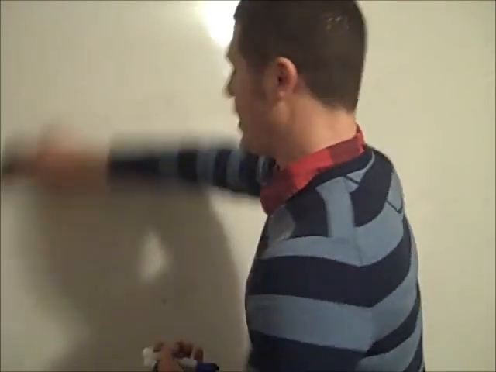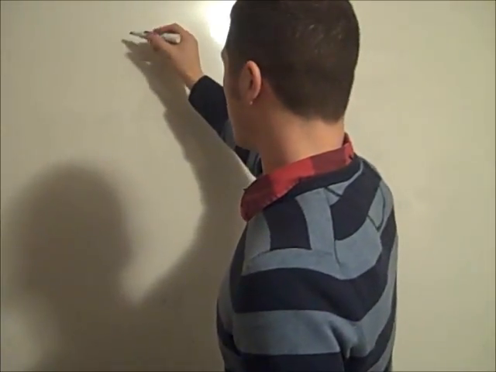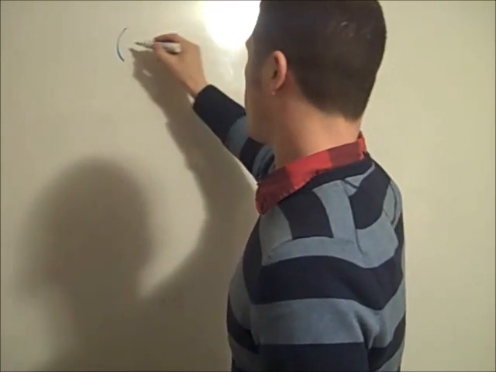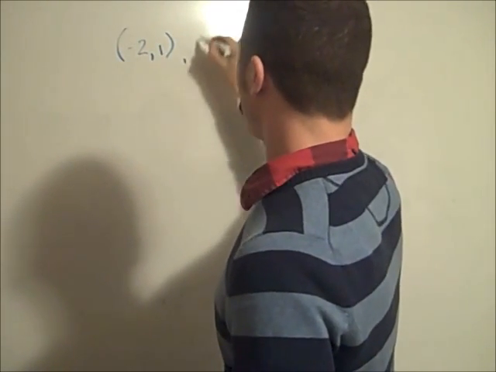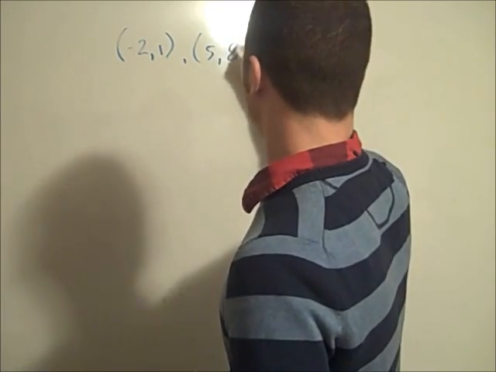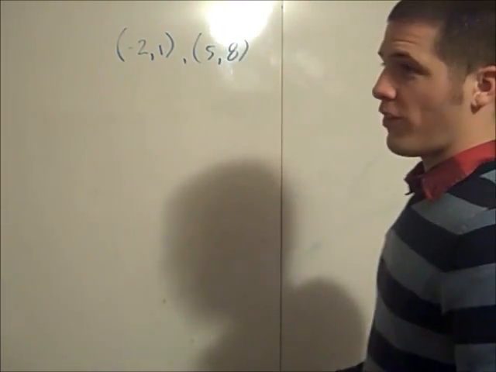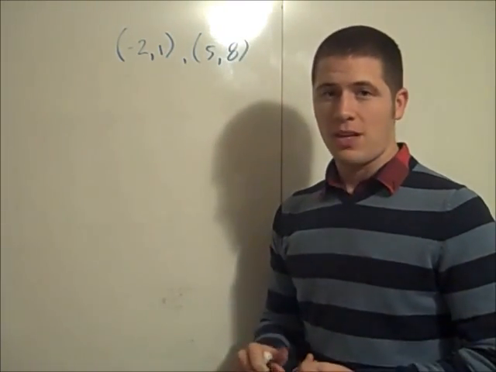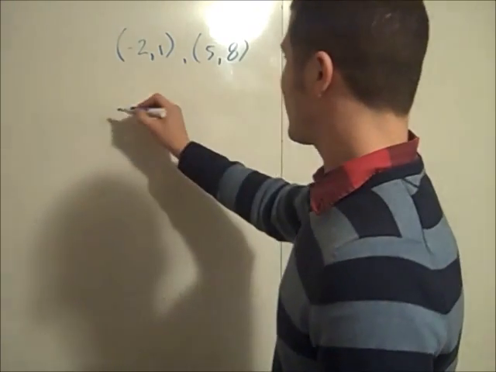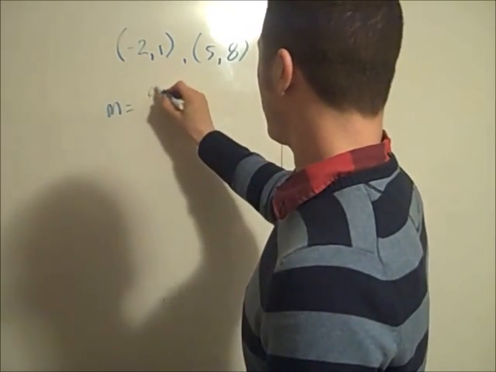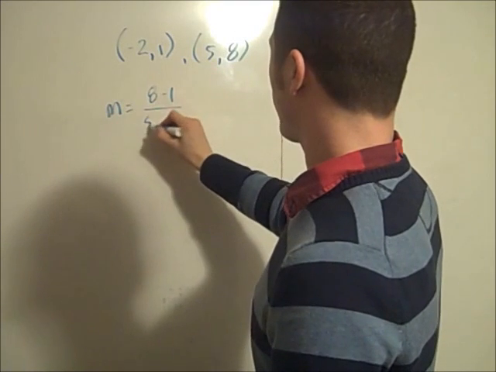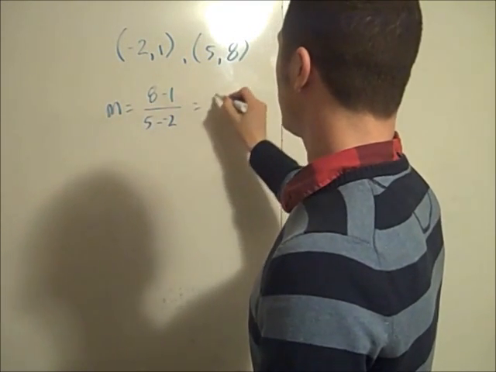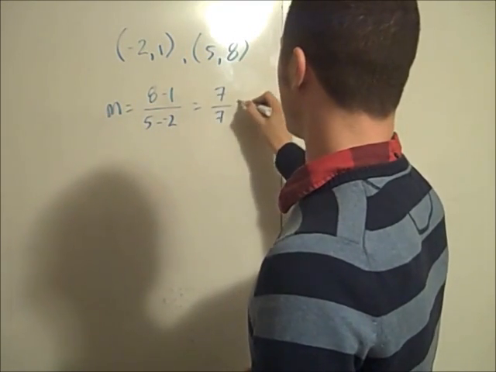For example, what if you're given just 2 points of the line? Well, we know that 2 points define a line, so we can use 2 points to find the slope-intercept form of a line. So what if we have the point, say, -2, 1, and the point 5, 8? We need to find two things. We need to find the slope, and we need to find the y-intercept. So the slope, we can find, it's 8 minus 1 over 5 minus -2. This is 7 over 7. This is exactly 1.